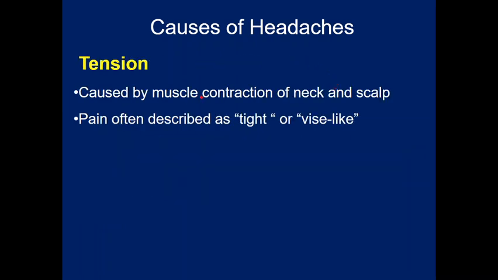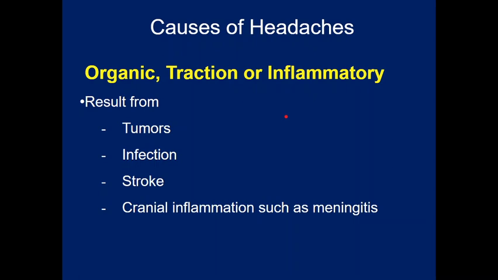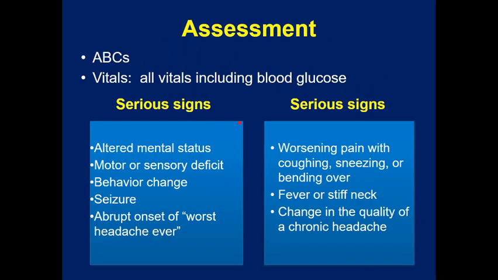Tension headaches, this is caused by muscle contraction, a lot of stress around the neck and scalp. You've probably had this from like final exams and stuff. It feels like a tight band around the head. And then there's other types of headaches from organic or inflammatory causes. So stroke can cause a headache. You can have headaches from meningitis and an infection. You can have that headache from the subarachnoid hemorrhage causing inflammation of the meninges, infection like an abscess, and then a brain tumor can cause headaches.